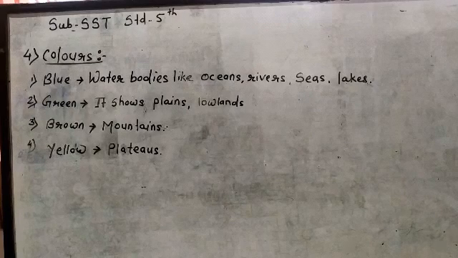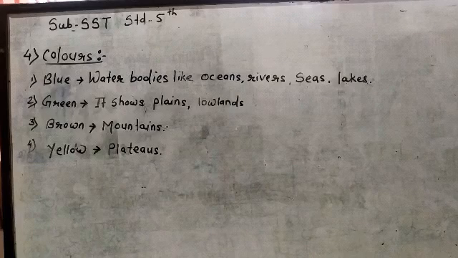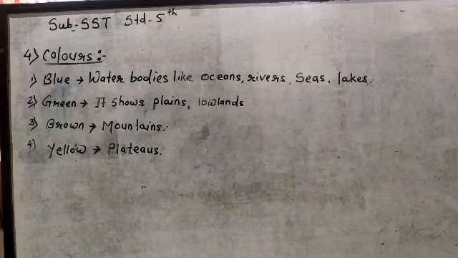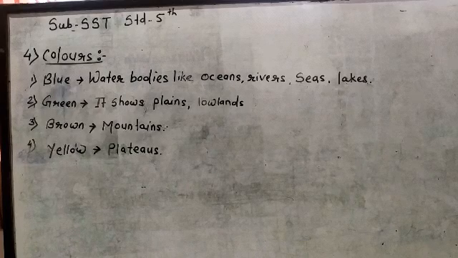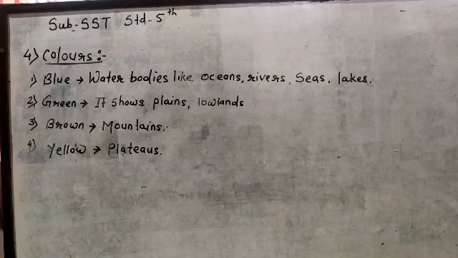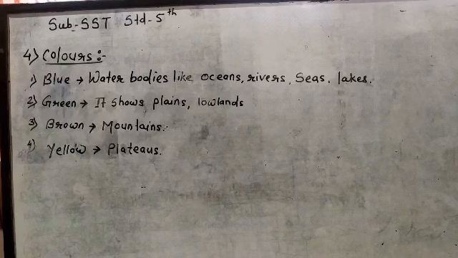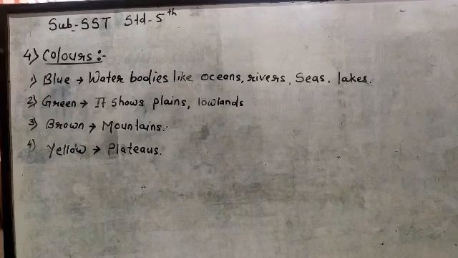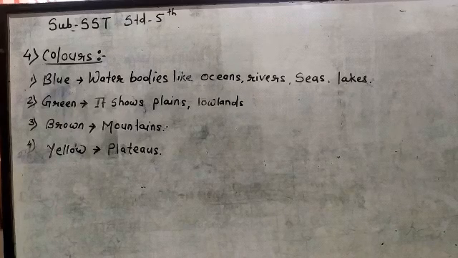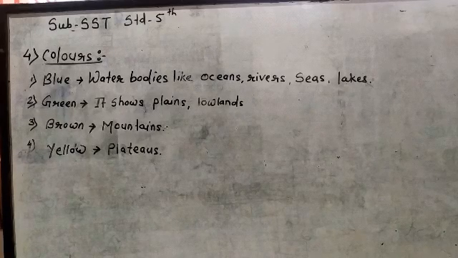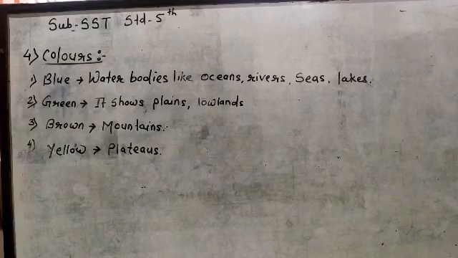Maps usually follow the same pattern of colors. Water bodies like oceans, rivers, seas and lakes are shown in the blue color on a map. Green color depicts the plains and lowlands. Mountains and the highlands are shown in brown and plateaus are marked in yellow. This key is used in every country of the world. See the map showing the scheme of colors used.